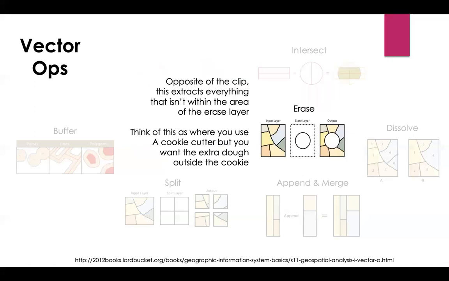The erase is the opposite of a clip. Basically, you want to use this when you want the output to be the excess dough, not the cookie. That's the best part anyway. When do I use this? I use this because inevitably I seem to download data sets that don't include the Great Lakes. So I want to cut out the lake and make that area empty. So I use the erase tool in that case. My Great Lakes are the erase layer, and the rest of my data set is the input layer.